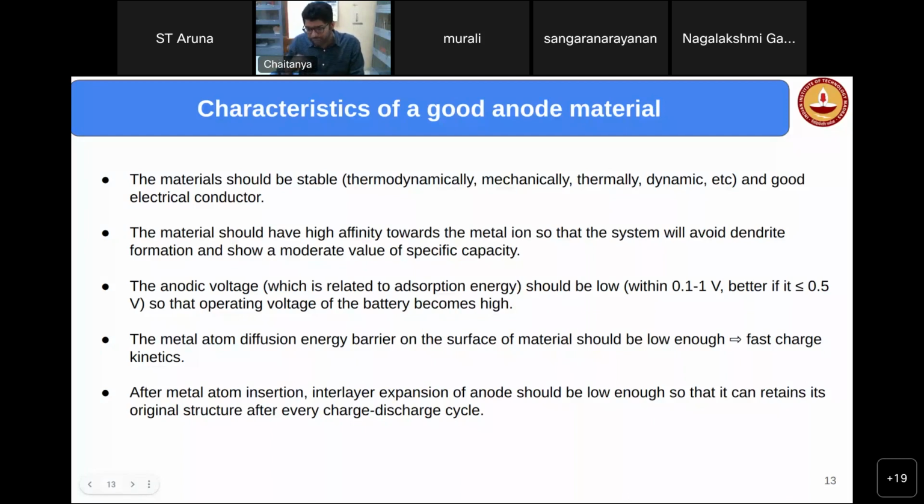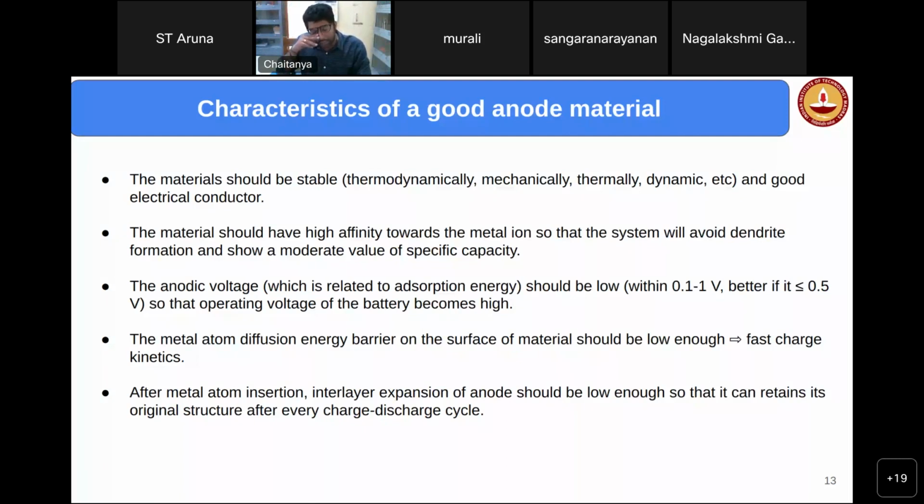And when you are considering all of these together, these are the properties. First is the thermodynamic stability and affinity towards the metal atom. The anode material should have a low anodic voltage, it should be able to diffuse these metal atoms easily, and it should be very stable. So these are the properties that we will try to see how we can compute on the computer.